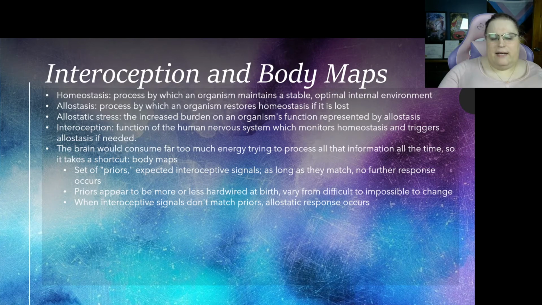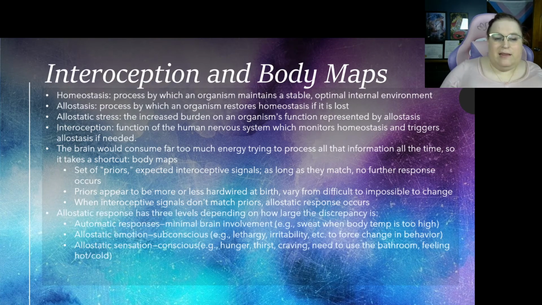That said, it does happen that interoceptive signals don't always match your priors. And when that happens, the brain has to get involved in an allostatic response. So you sort of have three levels of allostatic response. First of all, there are automatic responses. These involve little brain activity, sometimes none at all. Again, as I said, sometimes things happen biochemically, or the endocrine system handles it with little or no nervous system involvement.